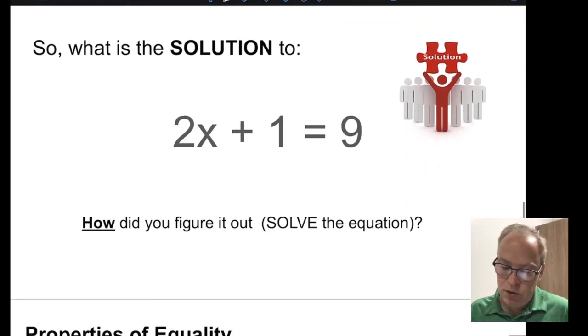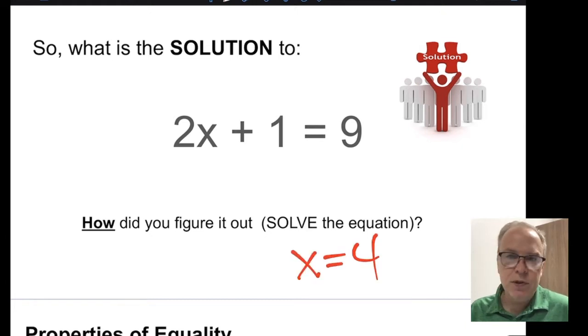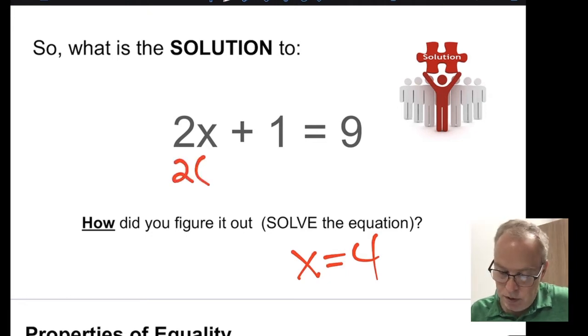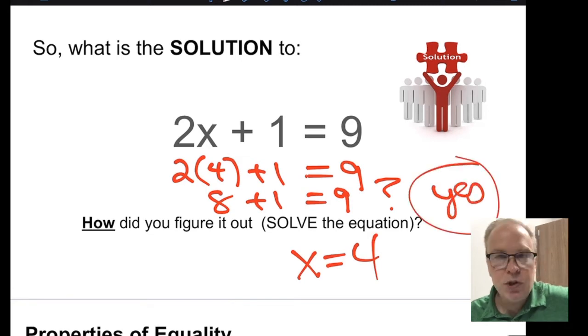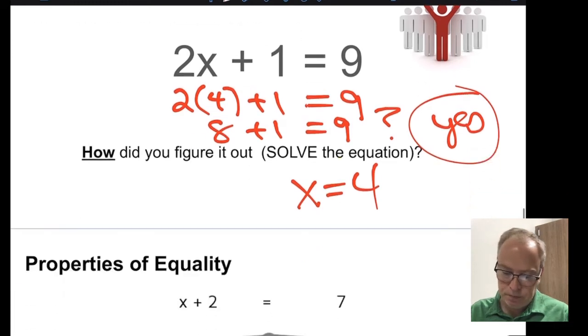So what is the solution to that? We said the answer was x equals 4. This was the answer to the last one. How could we check it? Well, 2 times 4 plus 1 equals 9. 8 plus 1, does that equal 9? Big fat question mark. Yes, it's a solution. So we could plug and chug to check to see if it's a solution.